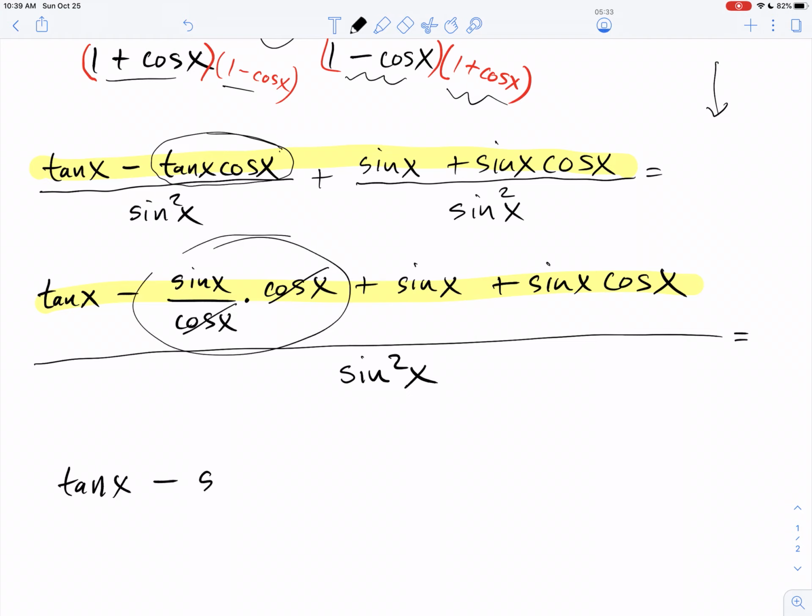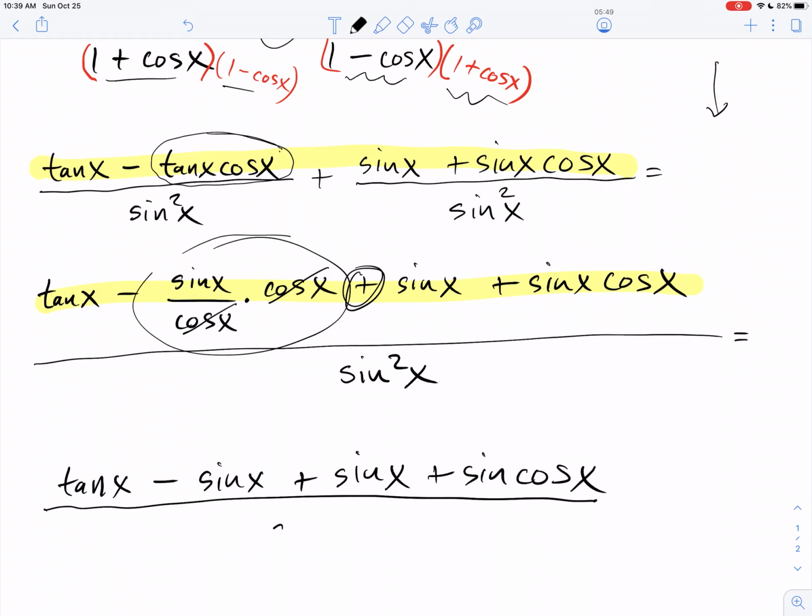This becomes just sine x. Then I'm going to keep going down the road here, plus sine x, and see, that's the magic right there. I get something to cancel. That's the beauty of this part right here, because that's my numerator now. Here's my denominator, haven't touched it, but these guys can knock each other out now.